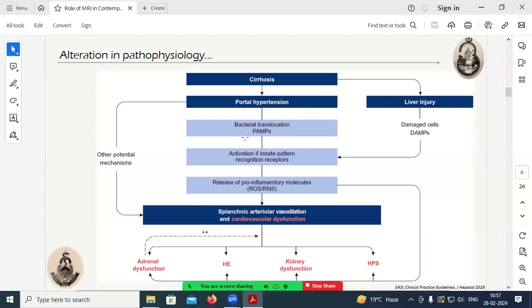And then the research showed that after portal hypertension develops and the liver cell injury develops, we have certain proteins, the damage associated and the bacterial translocation associated proteins that were secreted in the body, in the serum. And these led to release of the pro-inflammatory molecules, that is the reactive nitrogenous and oxygenous species. And these species led to an overall systemic arteriolar dilatation, capillary dilatation, and cardiovascular dysfunction. So initially, we used to think that the thing stops over here only, but then there's a long chain of events which ends up causing the clinical disease.